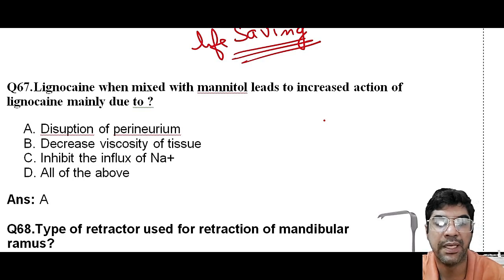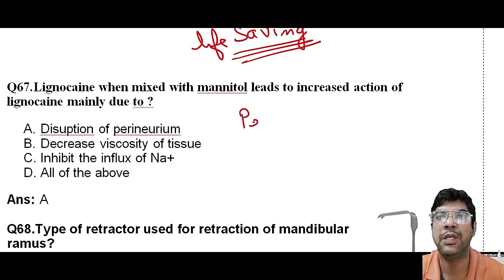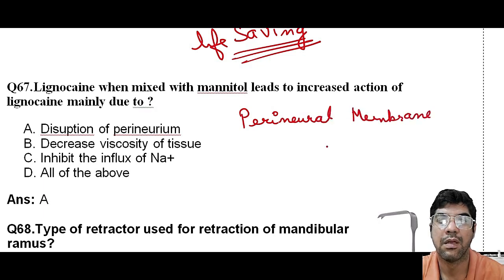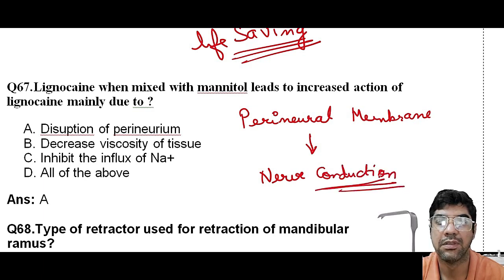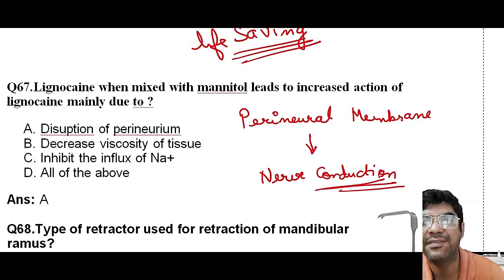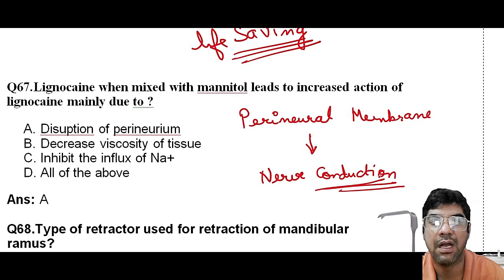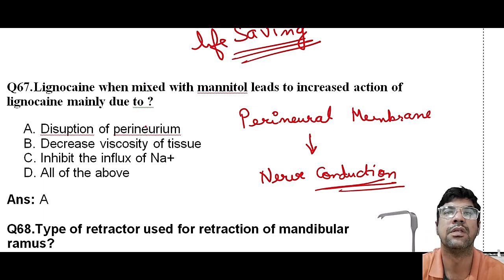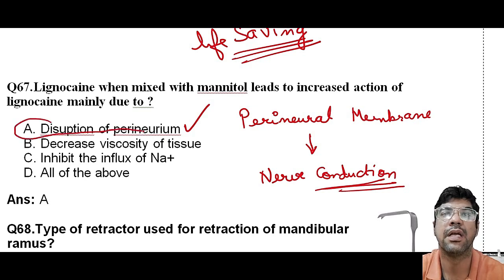Lignocaine, when mixed with mannitol, leads to increased action of lignocaine. It's mainly due to the mannitol. It will open the perineural membrane, so that will cause enhanced penetration of macromolecules, and that will affect the nerve conduction. So it will increase the success of inferior alveolar nerve block when it is administered along with the local anesthetic solution. So answer is A.